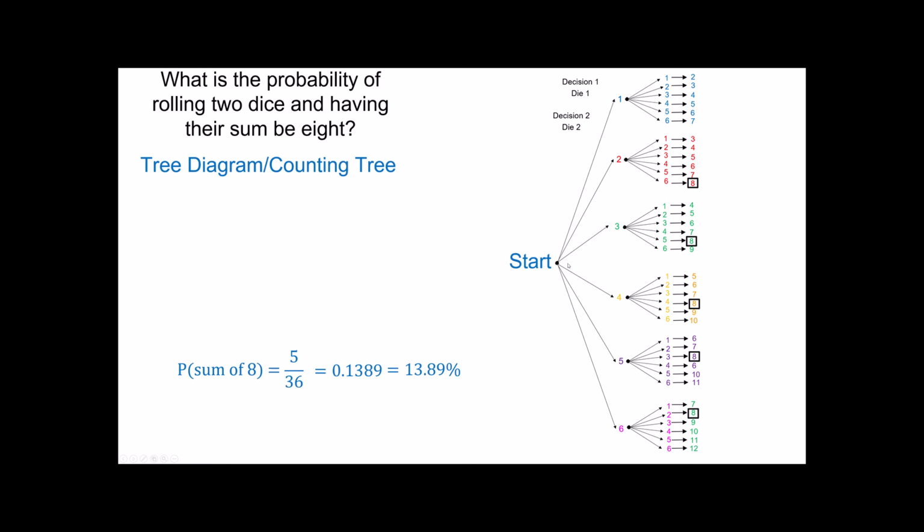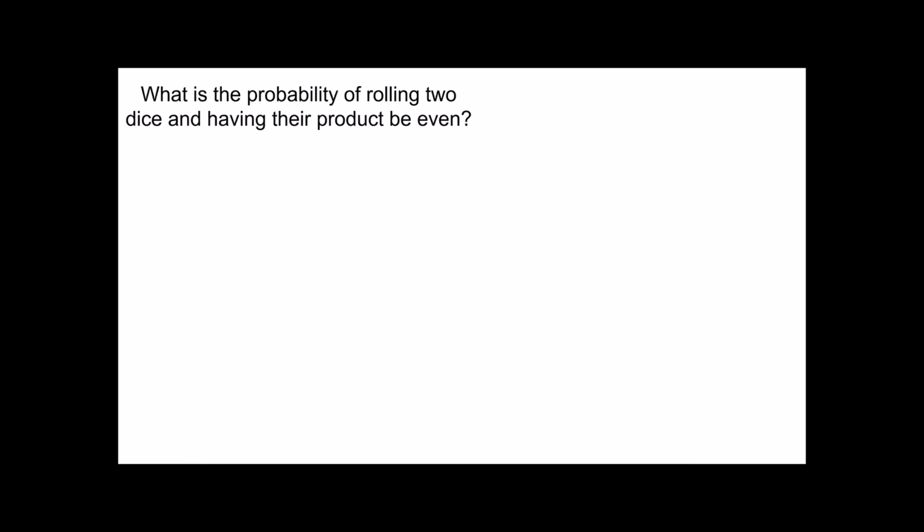A couple things I do need to point out. One common mistake that students tend to make is they go from the start and say die one or die two as their decisions. Remember, you're not choosing between die one or die two. You have to do die one and then you have to do die two. So make sure you know the difference between decisions and options. Your decisions go across the top: decision one, decision two. Your choices are where you split into arrows. Does that make sense?